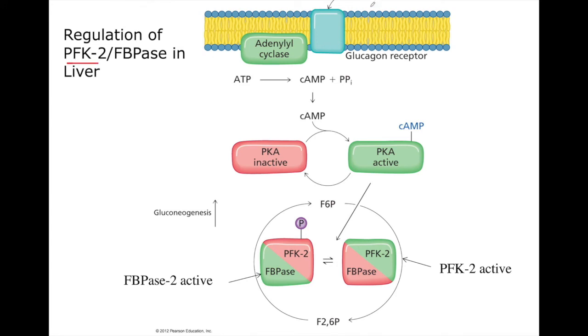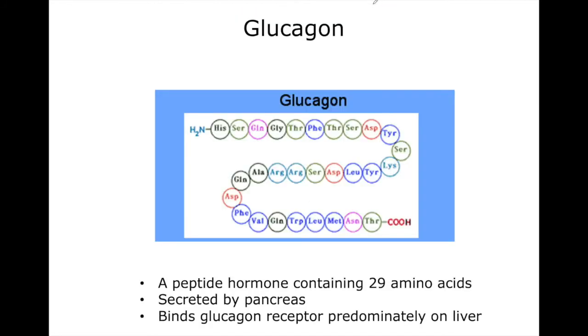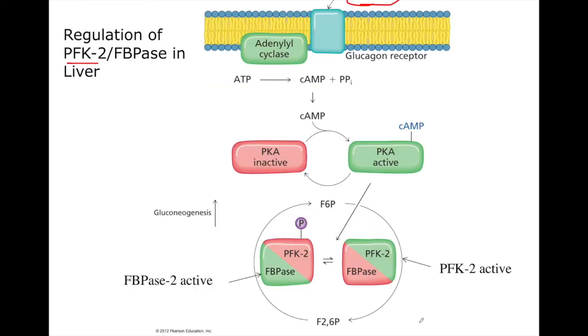It is controlled ultimately by a molecule called glucagon. Glucagon is a peptide hormone, containing about 29 amino acids, secreted by the pancreas. Glucagon binds to a receptor predominantly on the liver and controls the activity of our PFK2. So let's take a look at what happens there.